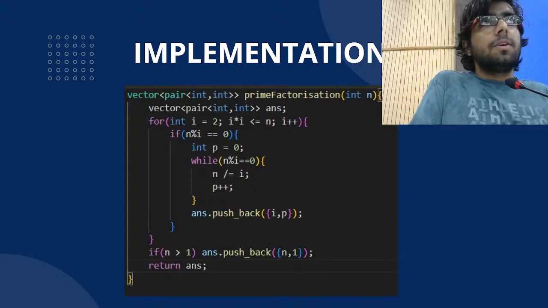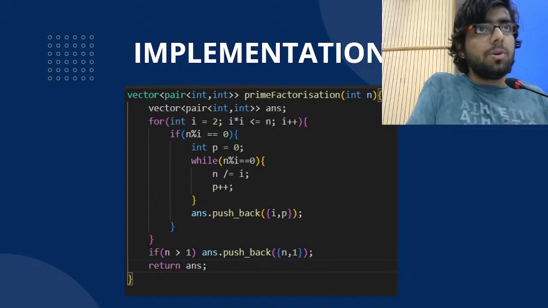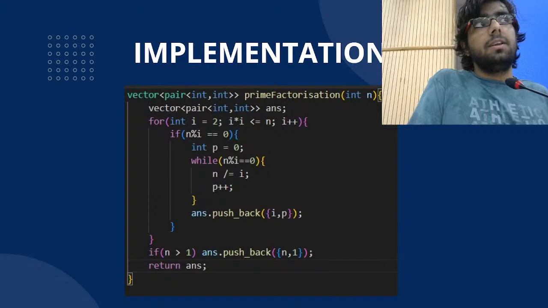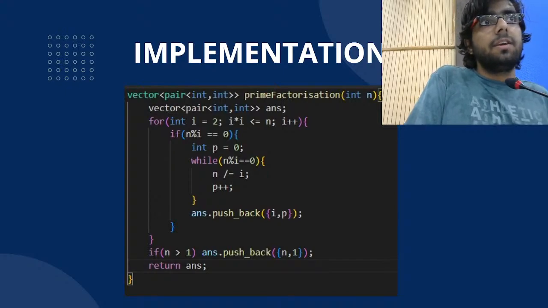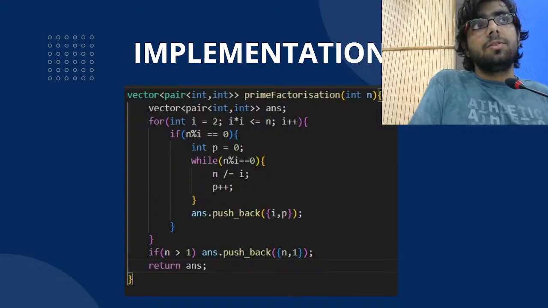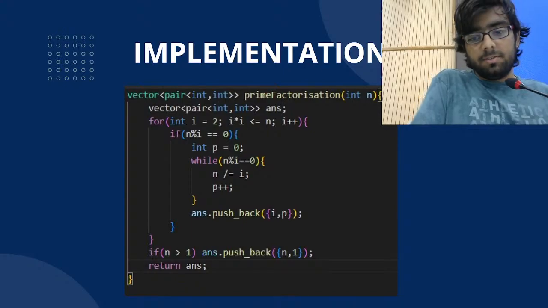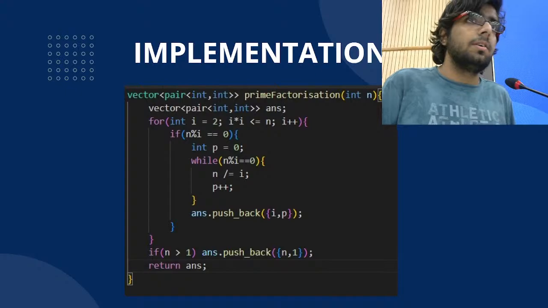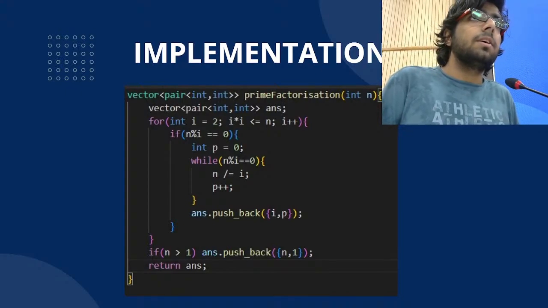For example, if n was 2 into 5 into 5 into 7, then we would go on 2 and divide it, and then we would go on 5 and divide it. But then n would be left as 7, and i would increment to 6. So 6 into 6 is greater than 7, so it would not go into the loop. So it would come out, and if n is greater than 1, we would end with the largest prime factor of n. Is that clear, or any doubts on that?